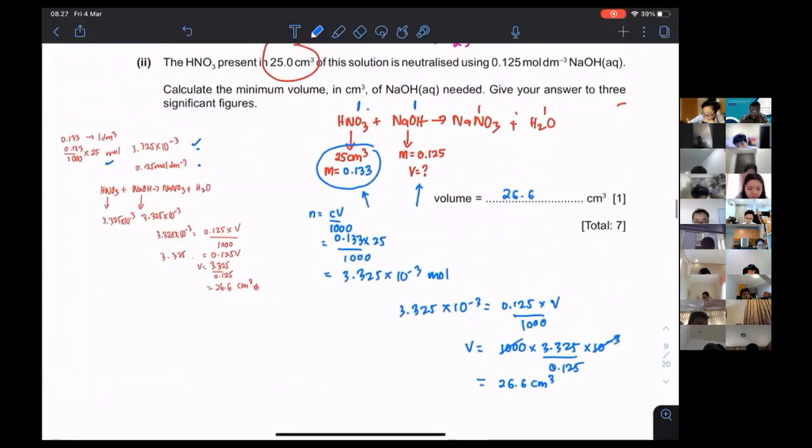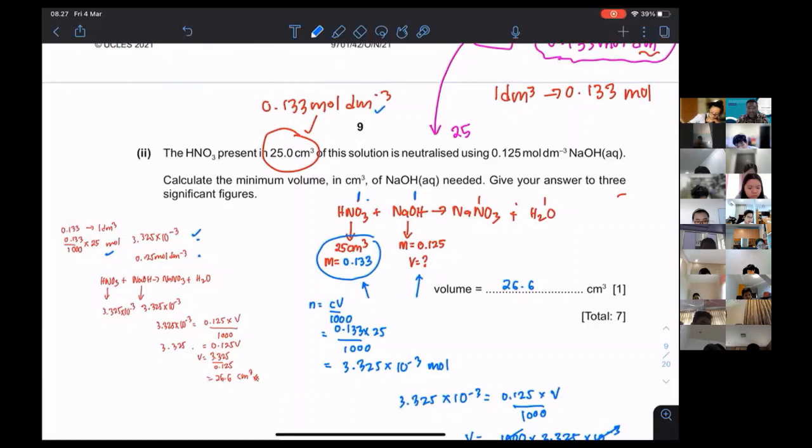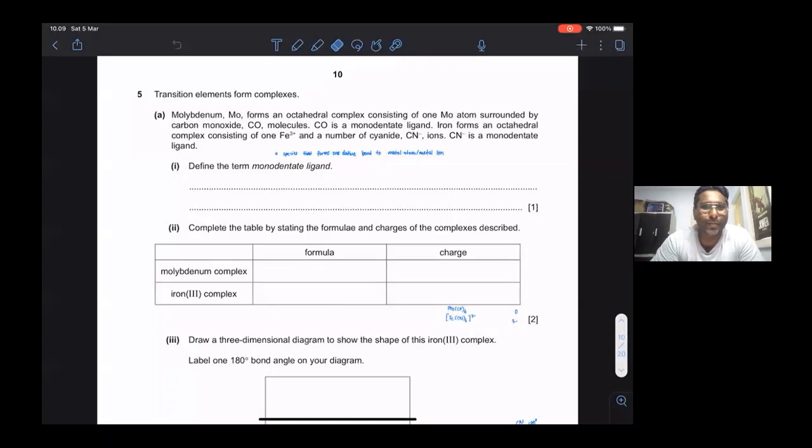So number 5, we will do some other. Efficient element from complexes. So we have molybdenum, MO. It forms an octahedral complex consisting of 1 MO atom surrounded by carbon monoxide. That's the ligand, and the ligand is going to be a monodentate ligand. That is for the first statement. The second statement is about iron forming an octahedral complex, 1 Fe3 plus and a number of cyanide ions. So again, cyanide ions are going to be monodentate as well.